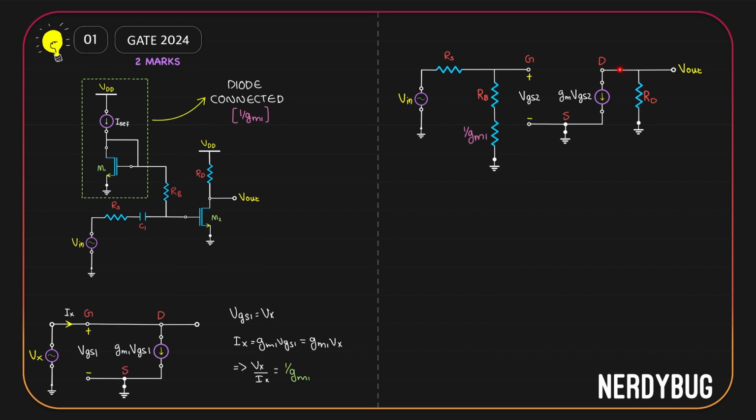At the output, we can see gm2 VGS2 is flowing in this direction. So it must have come through RD like this. If the current flowed through RD from this point to this point, that means RD must have a positive potential here and negative here. But we are taking Vout from this terminal. So Vout will be negative of the potential drop across RD due to the current gm2 VGS2. So according to Ohm's law, Vout will be negative of current flowing through the resistor multiplied by the resistance.